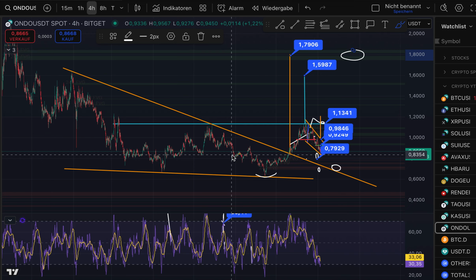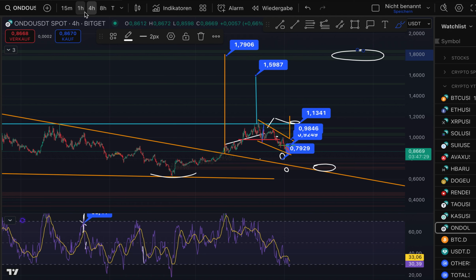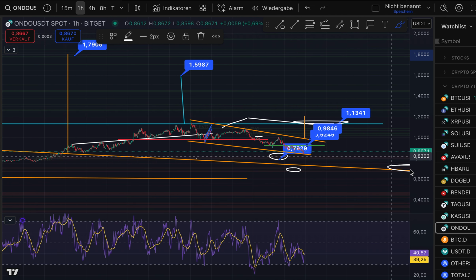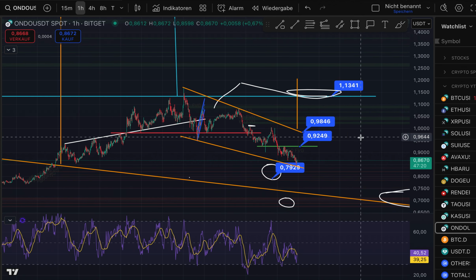So there is a lot of potential for ONDO. We just need to see the setup. We just have to see more resistance breaking to the upside. We even need to see our first resistance breaking to the upside to be in long position. The first long position is always going to be a smaller one. Yeah, I'm not going in with a lot of capital.